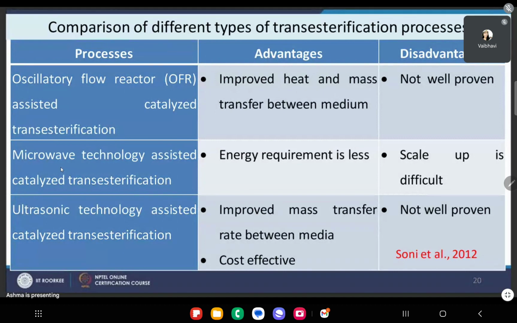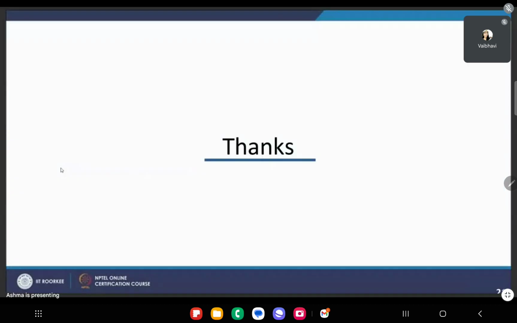Next is microwave technology assisted catalyzed transesterification. Here the energy requirement is less, but scale up to commercial scale is difficult. Next is ultrasonic technology assisted catalyzed transesterification. There is improved mass transfer rate between media, but this is also a new technology. It is not well proven.